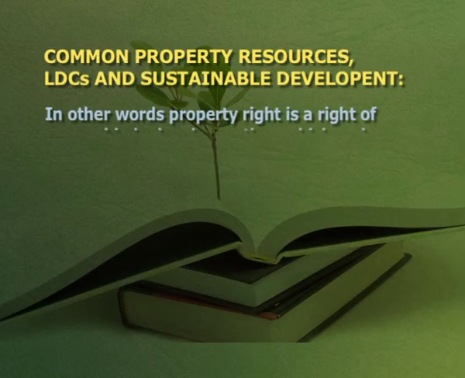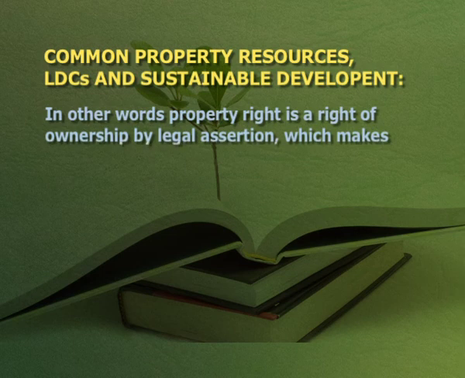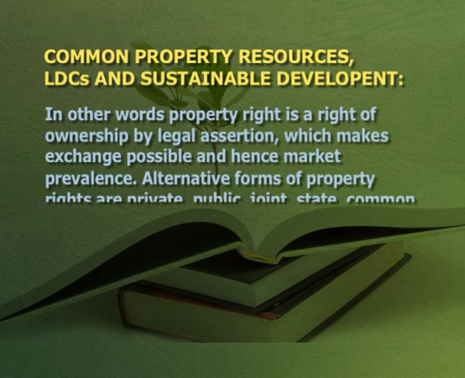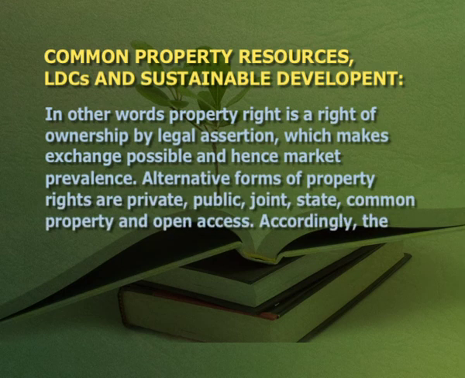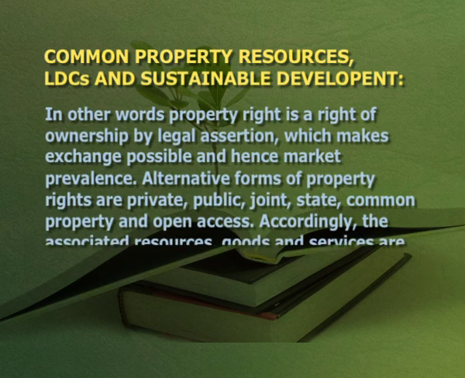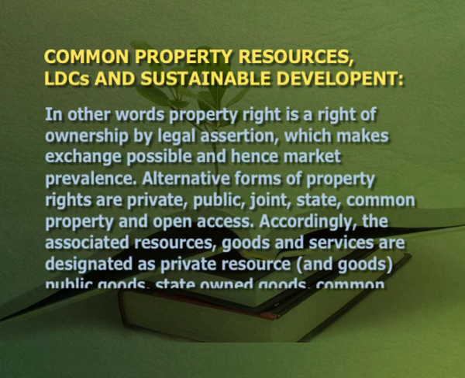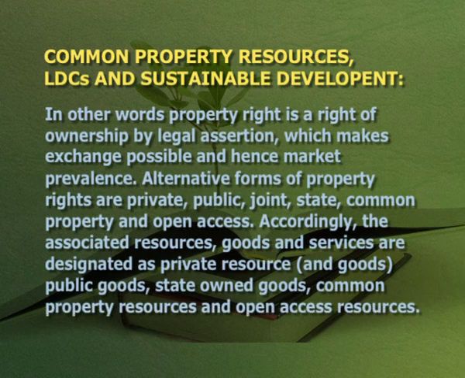In other words, property right is a right of ownership by legal assertion which makes exchange possible and hence market prevalence. Alternative forms of property rights are private, public, joint, state, common property and open access. Accordingly, the associated resources, goods and services are designated as private resources and goods, public goods, state-owned goods, common property resources and open access resources.